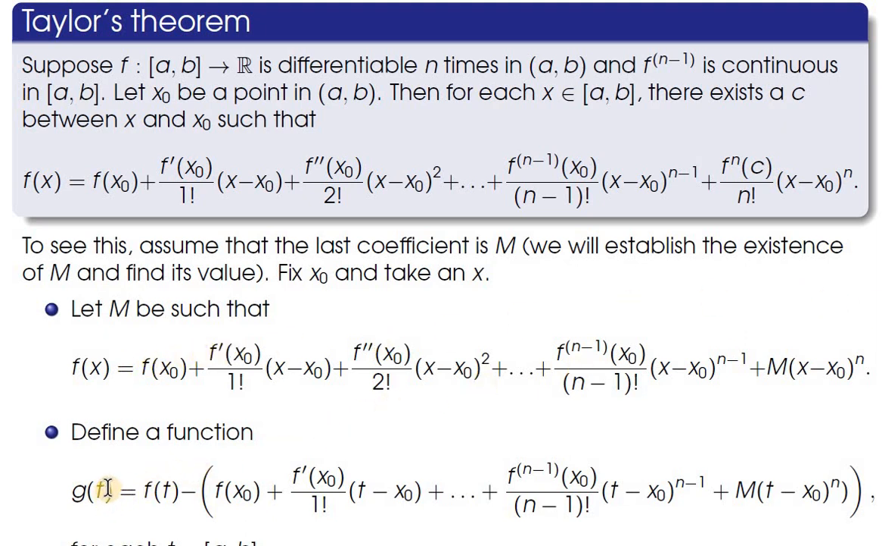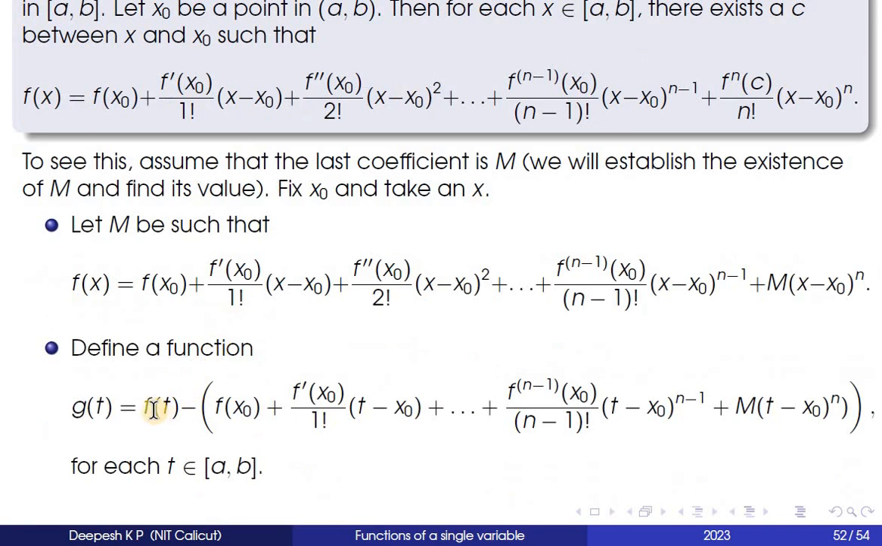So I define g of t as f of t minus the right side expression where x is replaced by t. Both sides, you replace x by t, and define g of t equal to f of t minus this expression. And observe that this g of t is defined for every t belonging to [a, b], because f of t is defined and the rest is just a polynomial. F is defined only in the closed interval [a, b]; the remaining terms are defined for every t in R. So this g of t is a well defined function.